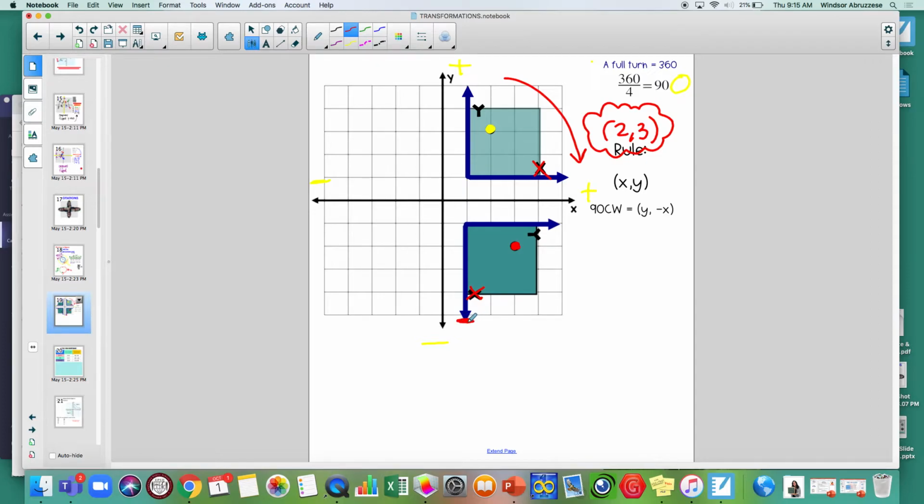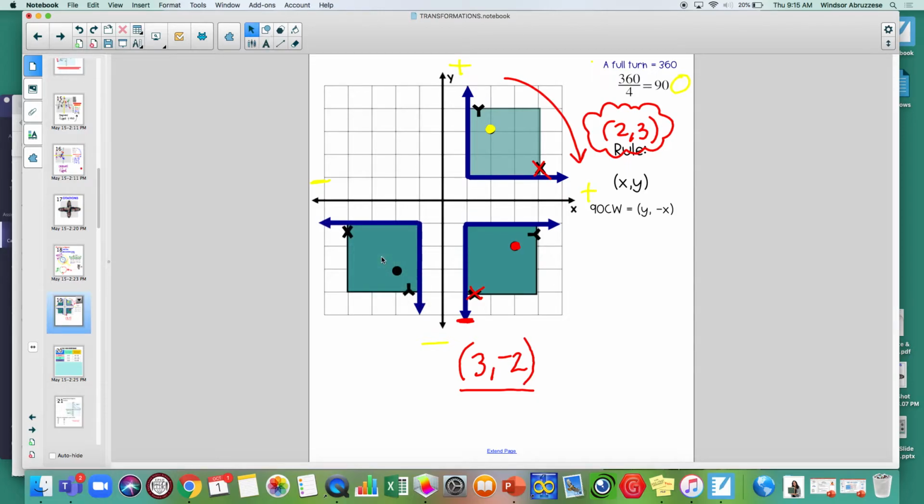So what is this new coordinate in red? It is 3, -2. Notice the difference between this coordinate and our original coordinate. I have flip-flopped the places of x and y, and I have given that 2, the x value, a negative sign. I've done the opposite. Let's try again. I'm going to turn it another 90 degrees, which would be 180. Clockwise, again, 180 doesn't matter, clockwise or counterclockwise.